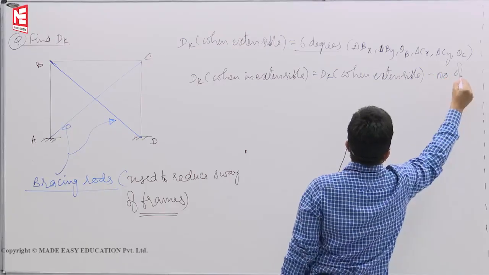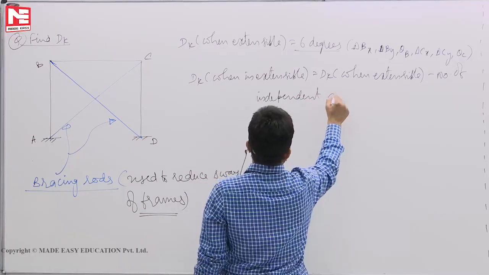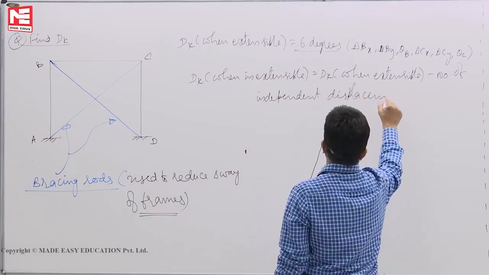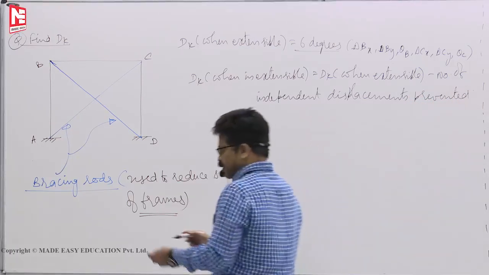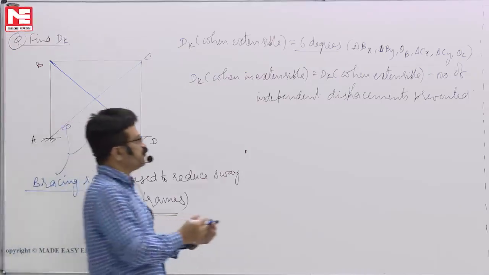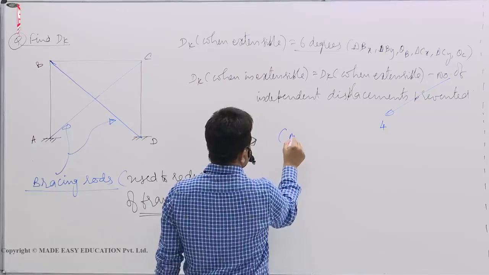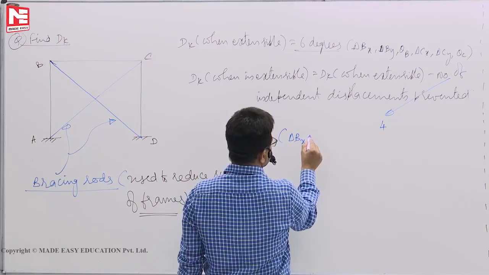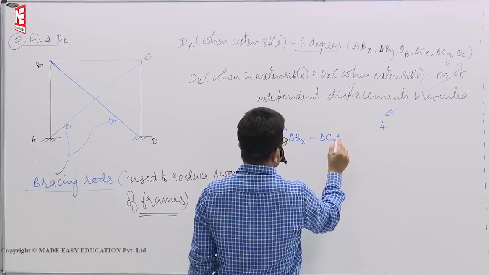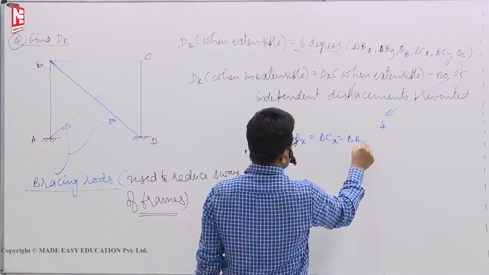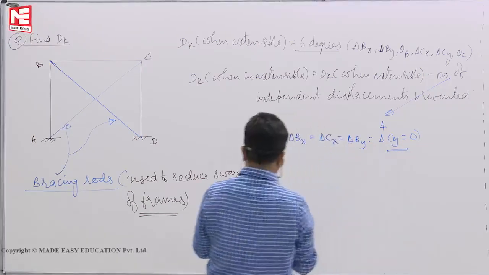minus the number of independent displacements prevented. Now the independent displacements prevented in this case will become 4, because delta Bx is 0. Delta Bx 0 means delta Cx is 0, or delta Bx is equal to delta Cx is equal to delta By is equal to delta Cy. All of them will become 0.